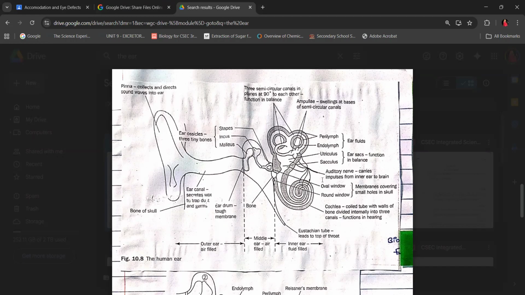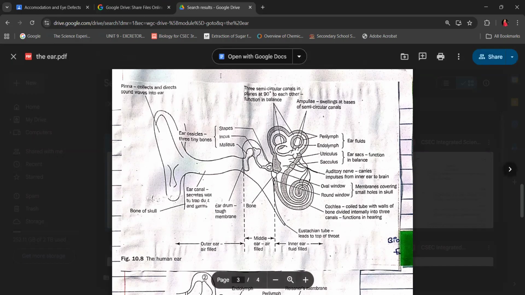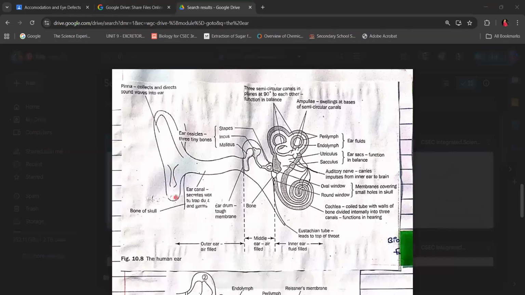So that outer part of your ear, the cartilage part that we see outside, is what we call the pinna. And the pinna is shaped like a cone so that it can collect and direct sound waves into the actual ear itself. Hence that particular shape, right? Now, the ear canal is where your sound waves are going to pass. It also secretes a little bit of wax to trap any dust and germs that might be in the ear so it does not clog the ear.